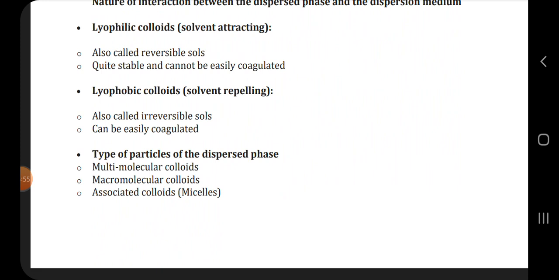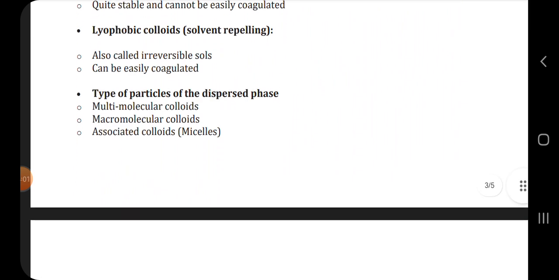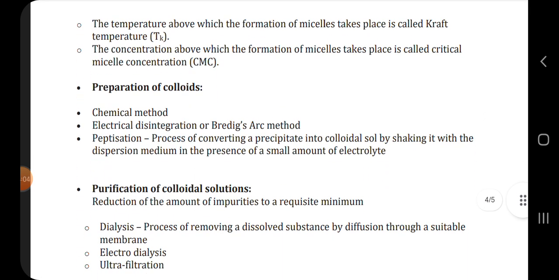Based on the type of particles in the dispersed phase: multimolecular colloids, macromolecular colloids, and associated colloids. The temperature above which the formation of micelles takes place is called the Kraft temperature, Tk, and the concentration above which the formation of micelles takes place is called the critical micelle concentration. Then preparation of colloids: chemical method, electrical disintegration or Bredig's arc method, then peptization, the process of converting a precipitate into a colloidal solution by shaking it with the dispersion medium in the presence of a small amount of electrolyte.